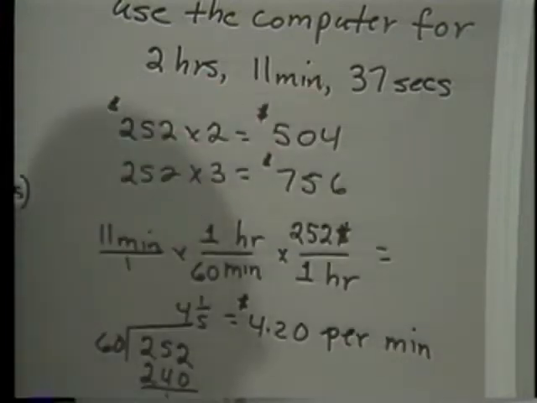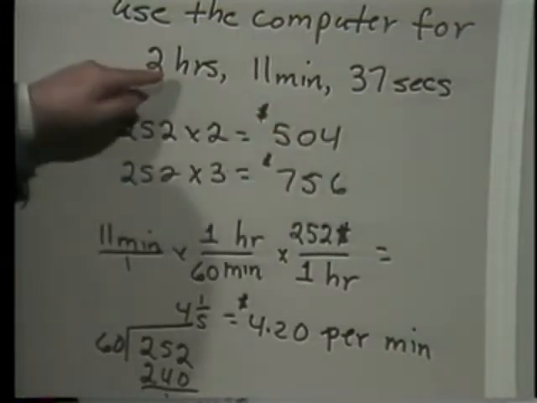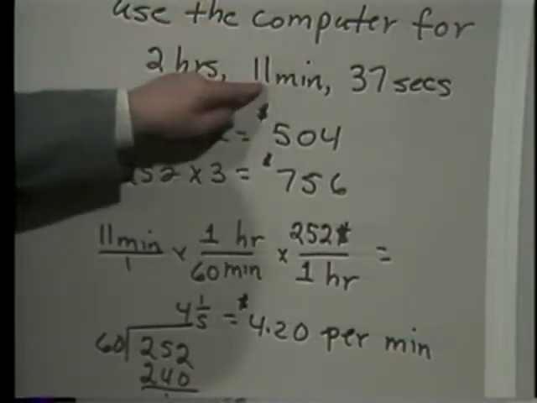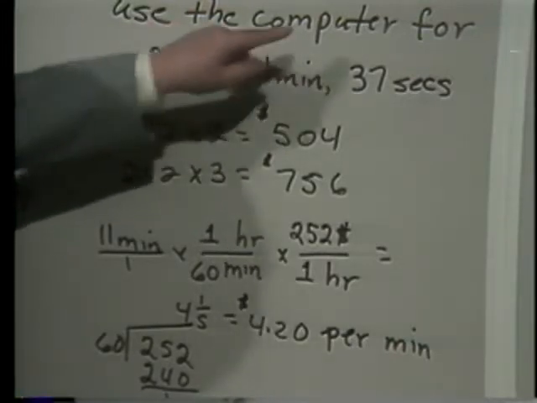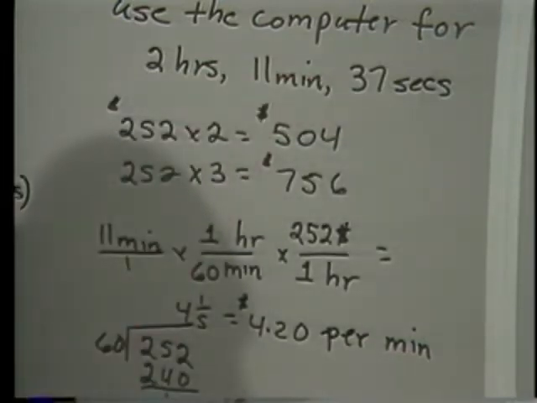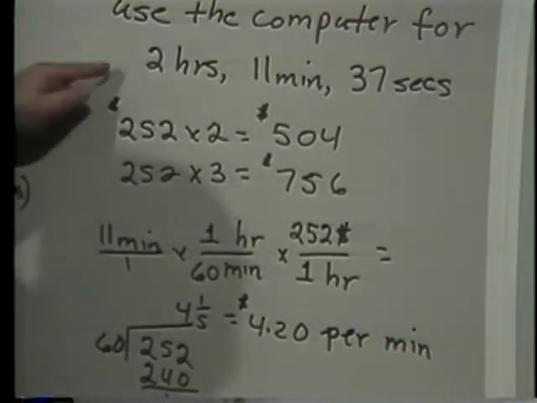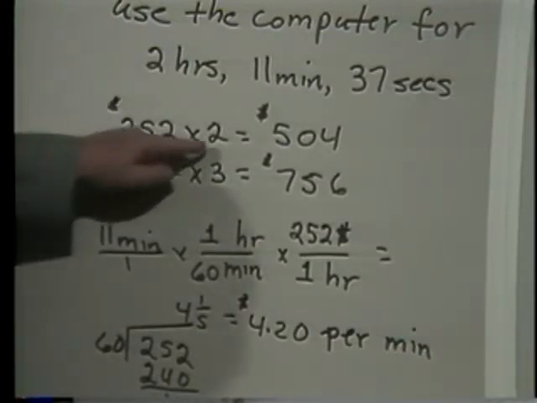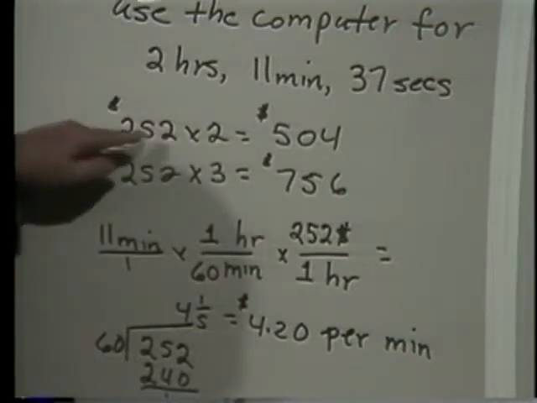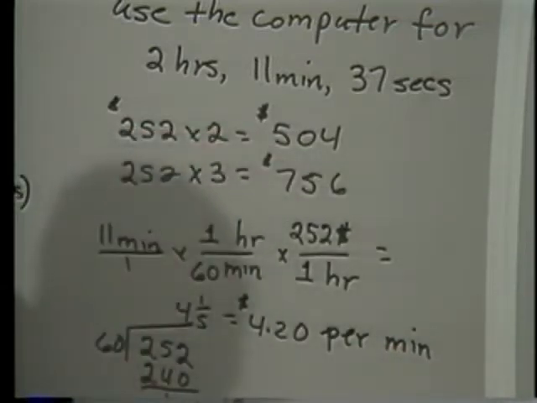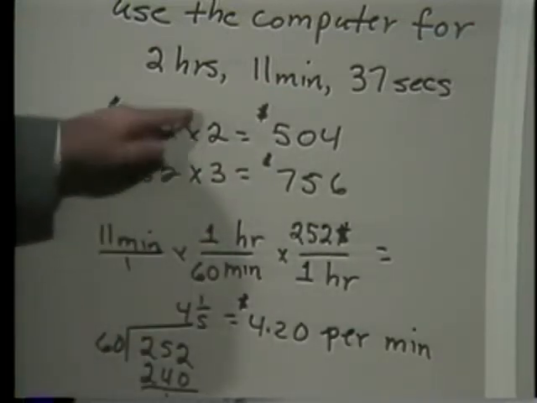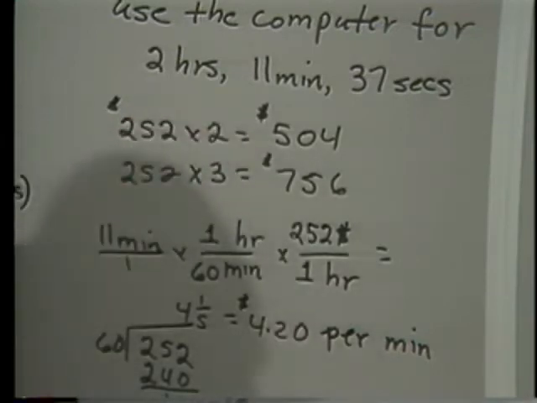I thought what I might like to show you is how the distributive property works over here. I had never thought about this before, but what you could do is find out how much it would cost to use the computer for 2 hours, find out how much it would have cost to use the computer for 11 minutes, find out how much it would have cost to use the computer for 37 seconds, then add them all up, and that would give you the total price. And by the way, before you even start this problem, notice that as an estimate, at $252 an hour, for 2 hours, it would have cost you $504. For 3 hours, it would cost you $756. And since you're using it for a little bit more than 2 hours, you expect that it's going to cost you what?